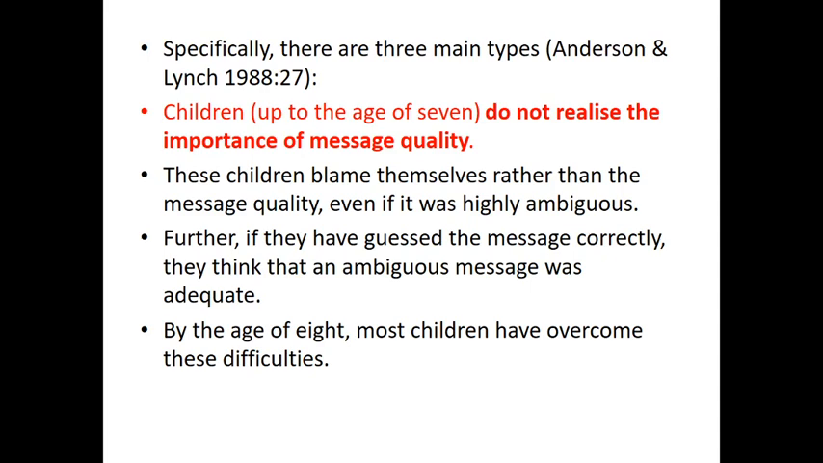Children up to the age of 7 do not realize the importance of message quality. These children blame themselves rather than the message quality, even if it was highly ambiguous language. If they have guessed the message correctly, they think that an ambiguous message was adequate. By the age of 8, most children have overcome these difficulties. So that's the time, as children grow up, they begin to question and think critically. Even what the parents say, they begin to question. It's a part of their development.